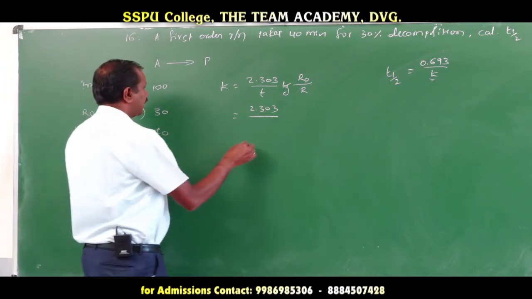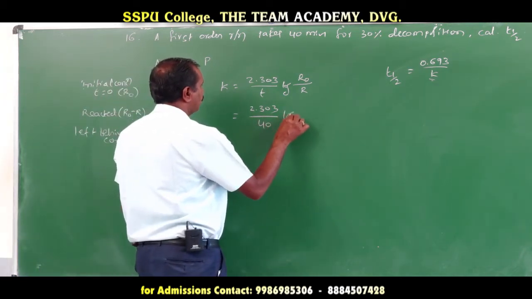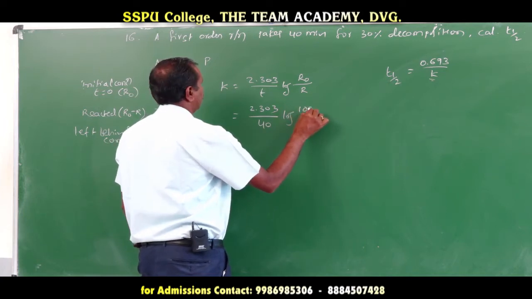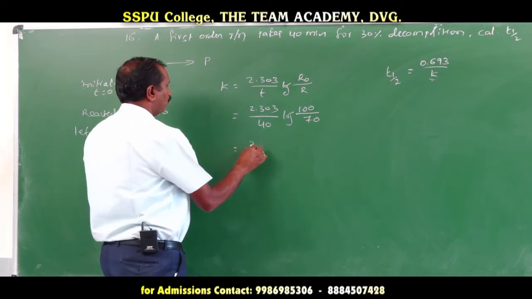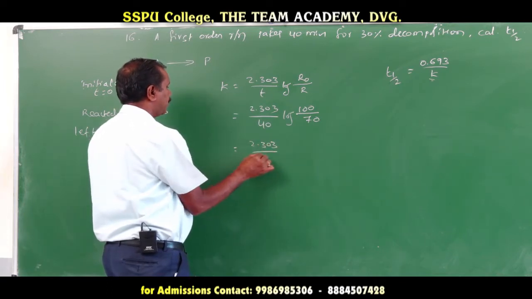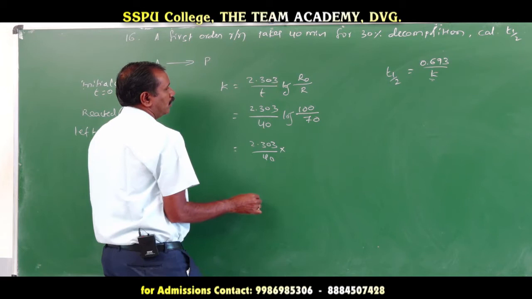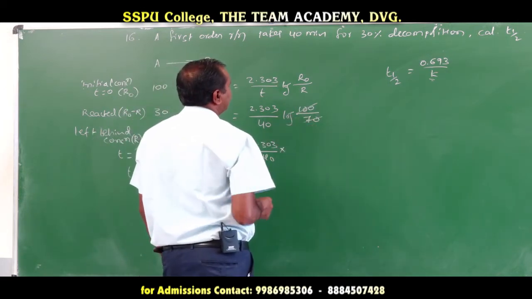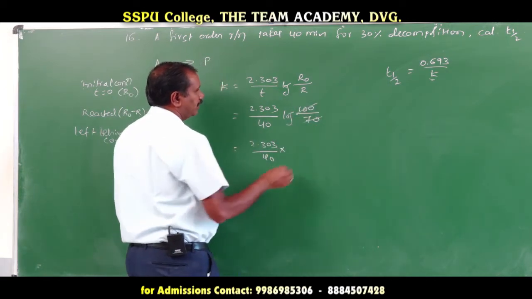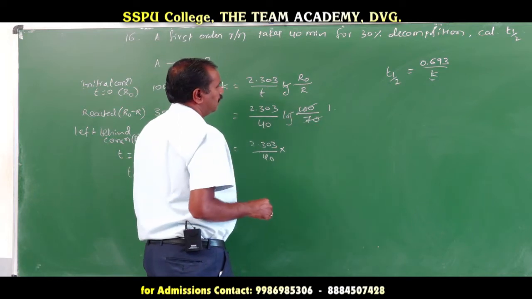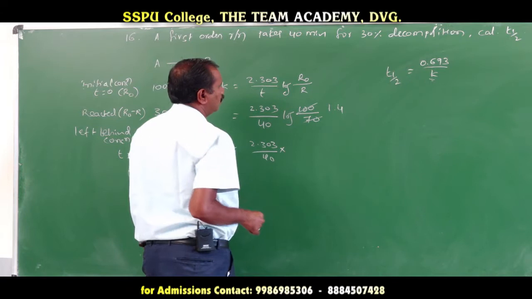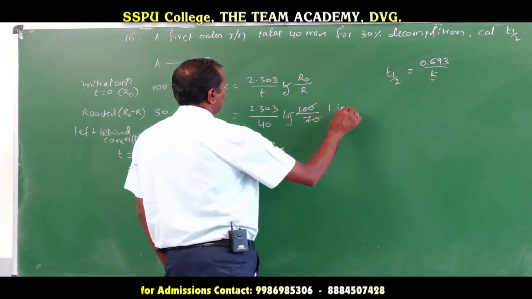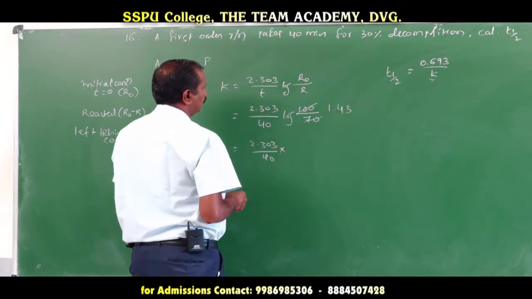So time is 40, R naught value is 100, R value is 70. So 2.303 by 40 into log 100 by 70. 100 by 70 means 10 by 7, which is nearly 1.43.